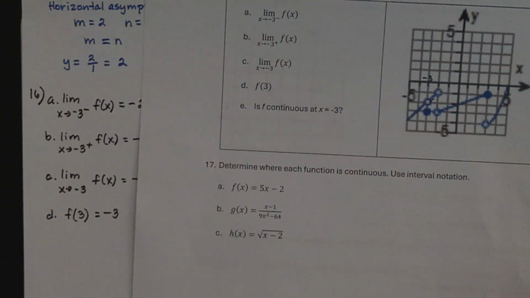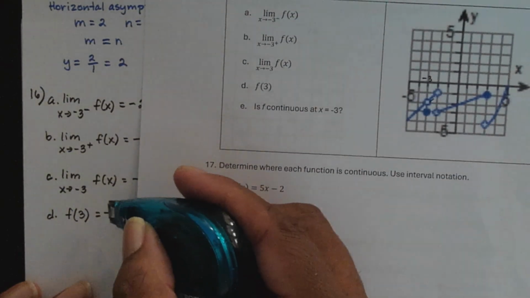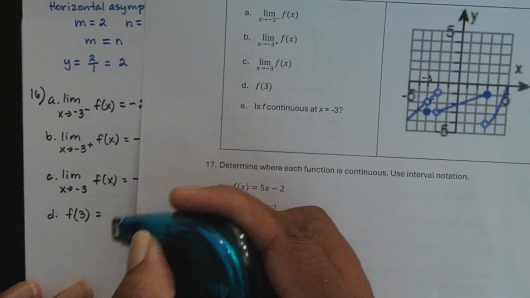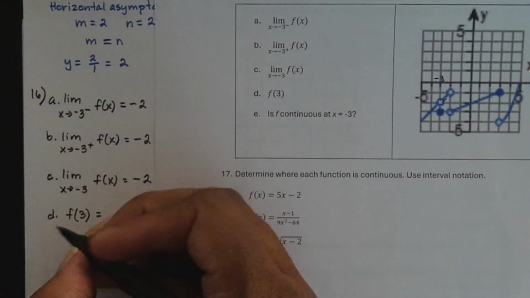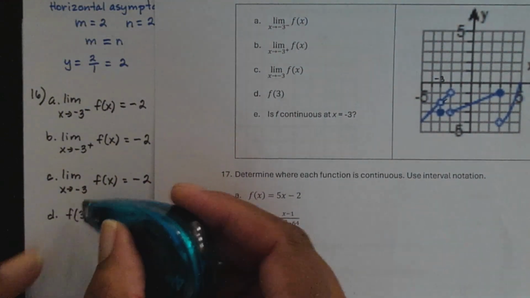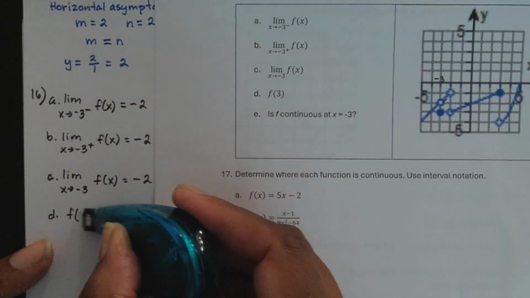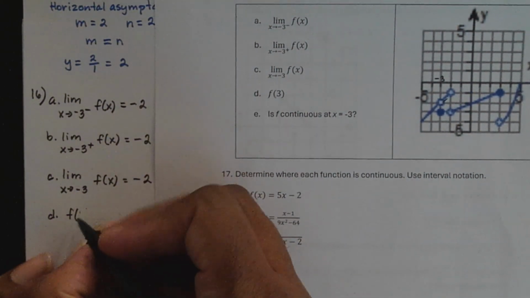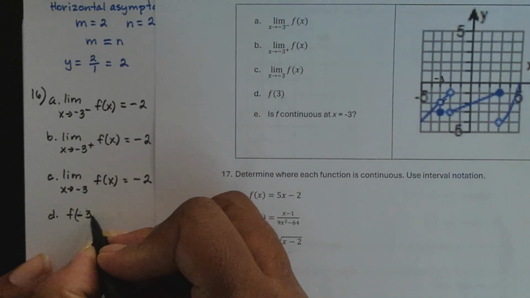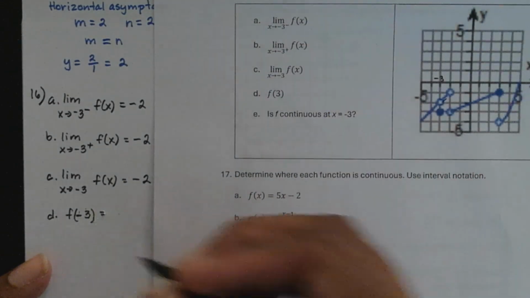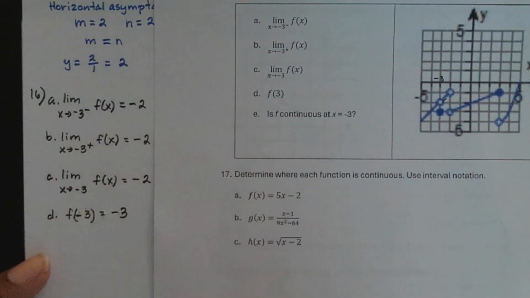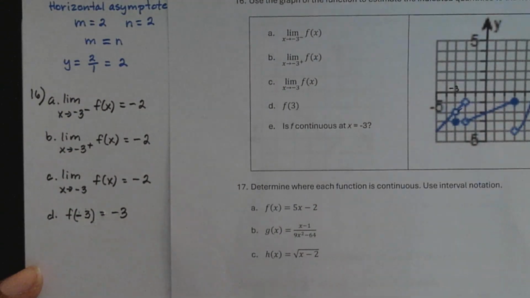Okay, I'm sorry. I think I miscopied that. That should say f of -3. Okay, I need to correct that. So f of -3. But what's f of -3? -3. Okay. Yeah, that's a mistake on my part.